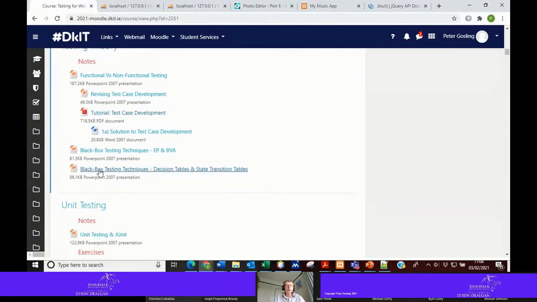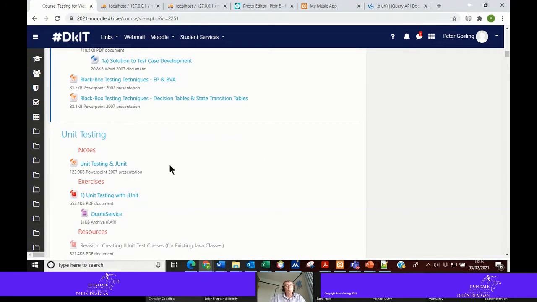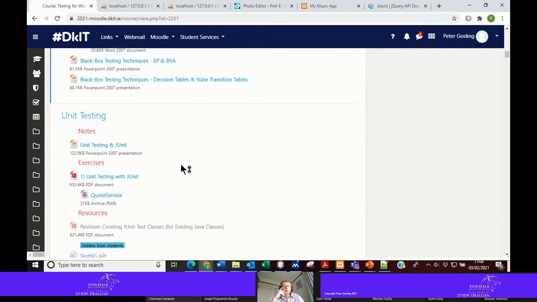What I'm going to do today, we went through the black box testing techniques with EP and BVA on a previous day. So do a bit of black box testing techniques, decision tables and state transition tables. Just cover that in terms of theory. This afternoon, then, what I want to do is very quickly go through unit testing and JUnit.